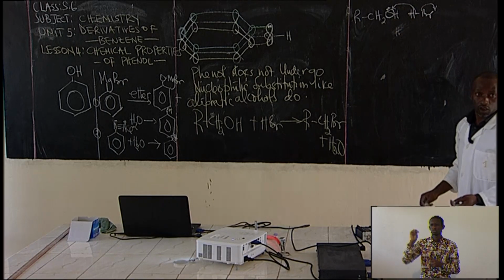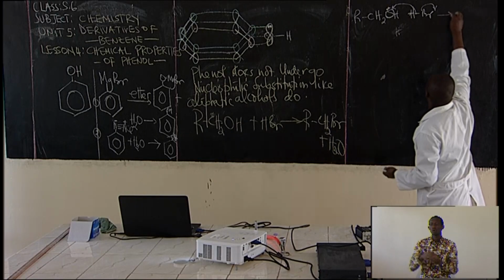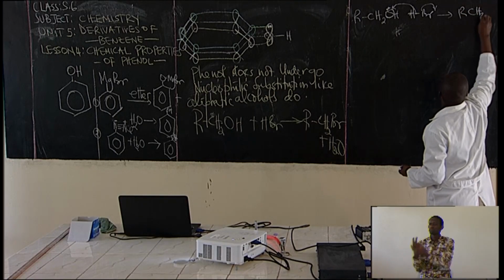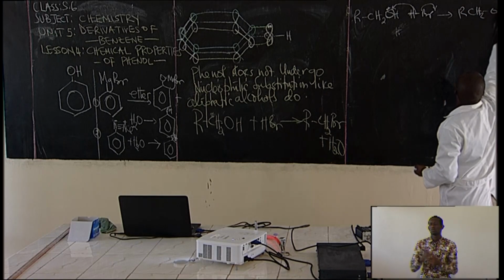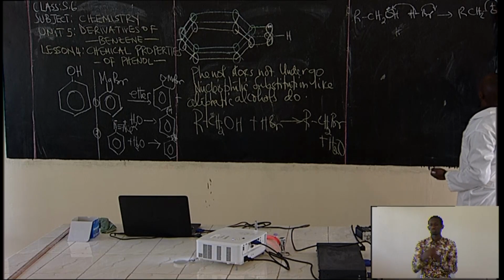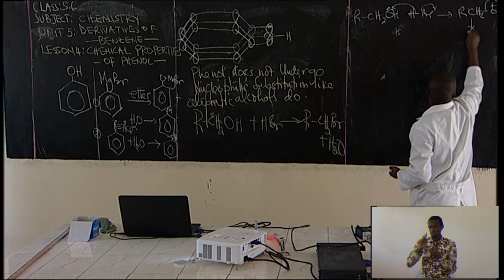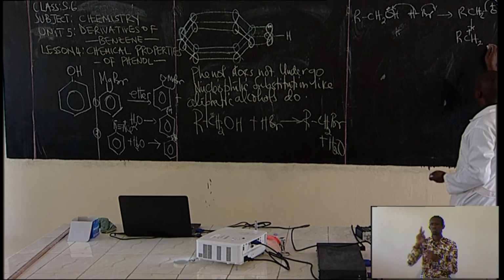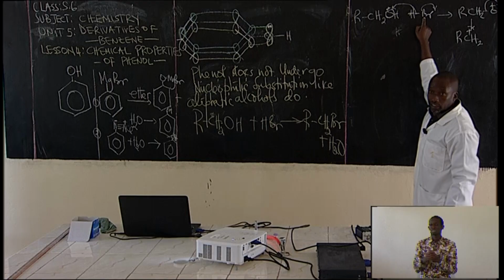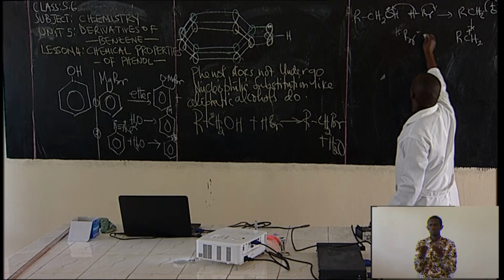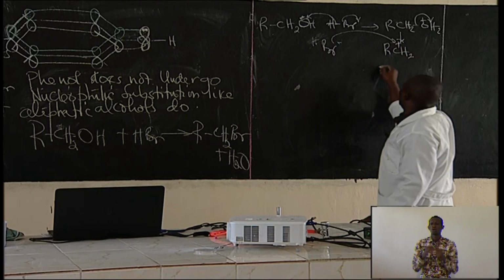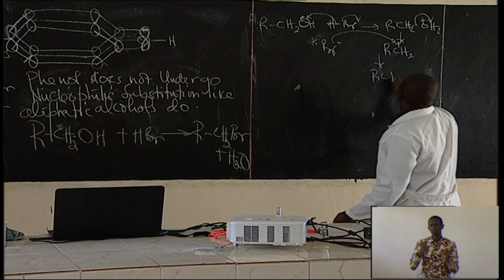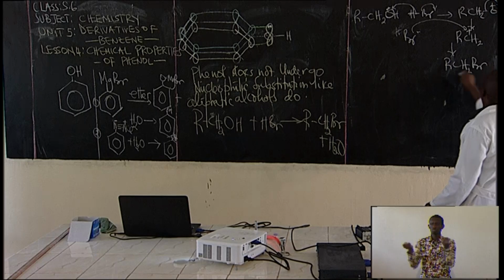will be attacking the OH with the lone pairs here and then forms RCH2 with OH2 plus. So this one breaks, and therefore this will form RCH2 plus. So this one is the one which will be attacked by this nucleophile, the negative charge. So attacking this one, and then eventually you come up with CH2 bromide.